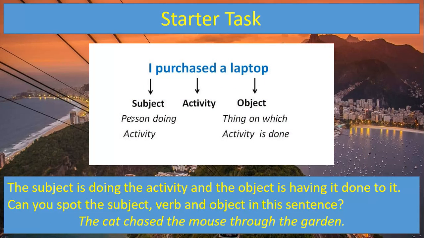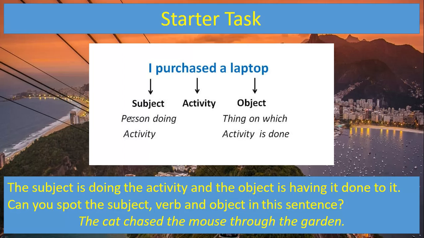So here we go. Starting off, have a look at the sentence in the picture. I purchased a laptop. The verb in this sentence is the activity, the thing that is being done. So purchased is the activity, purchased is also the verb. Okay? The subject is the thing that is doing the verb. Okay? So I would be the subject here because I am purchasing something. Okay? The thing that is having the verb done to it, the thing that is being purchased in this case, is the laptop, and therefore that is the object of the sentence.